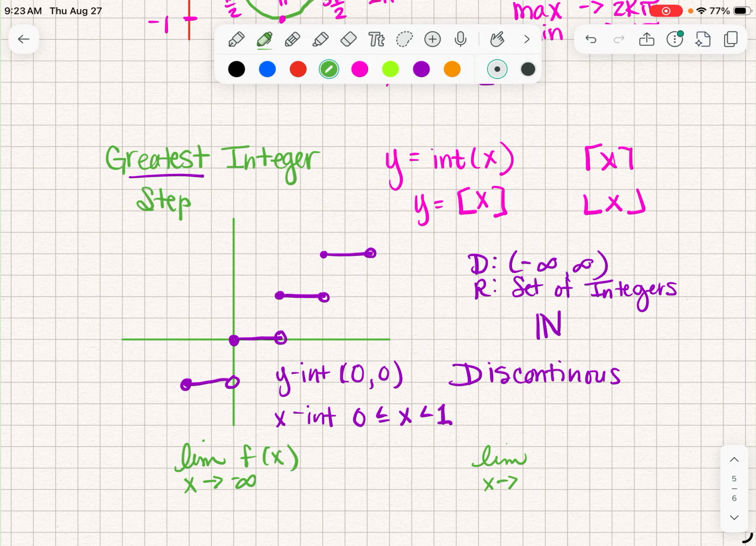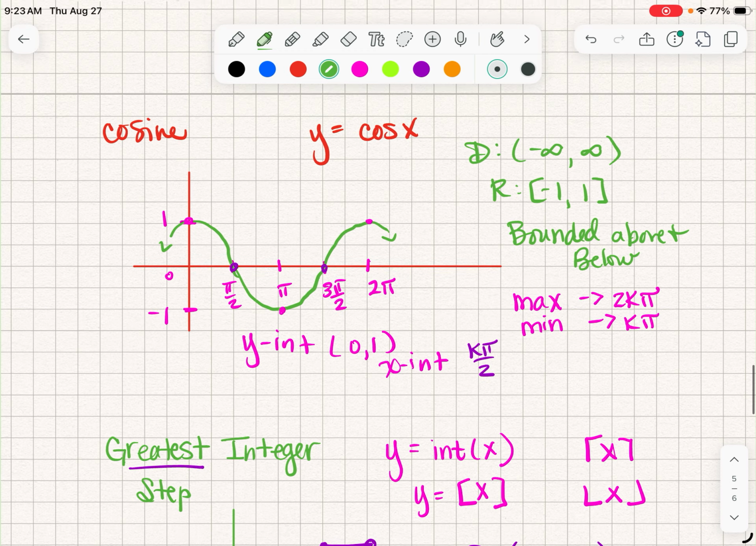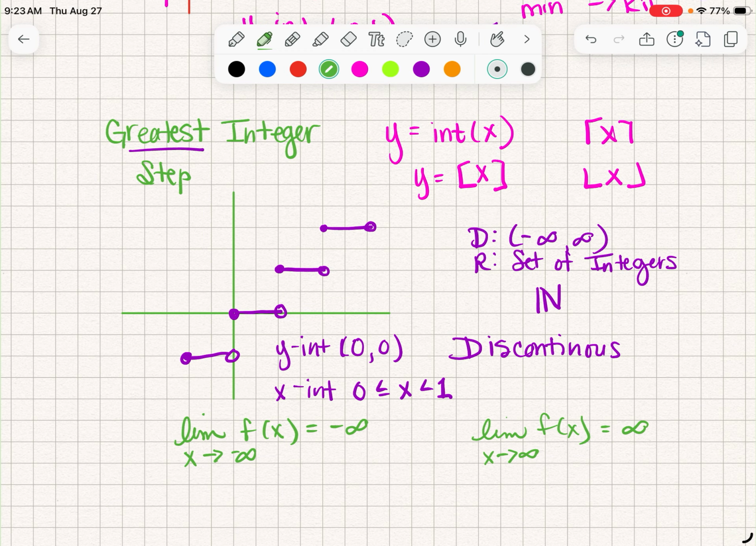So on the left side of the function, if you think about it, those steps are going to keep going down. It goes to negative infinity. On the right side, those steps are going to keep going up. So that's going to be positive infinity. So let's see. I think I have it all. Maxes, mins, not bounded, intercepts and behavior. I think that's all of them.